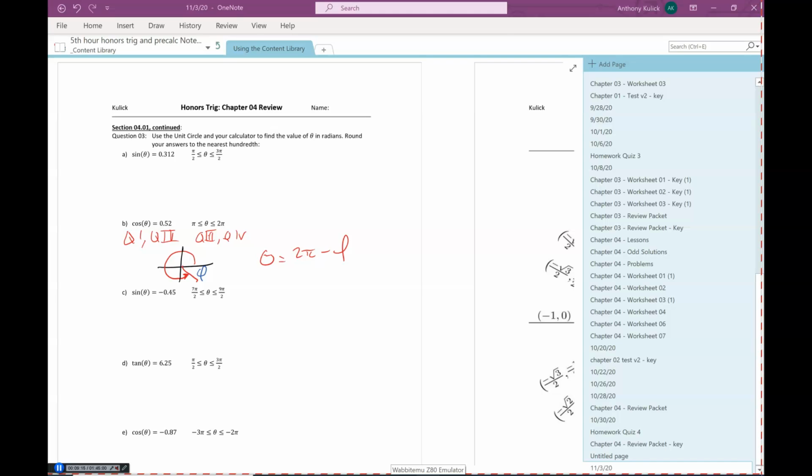For whatever reason that's not opening. So I'll go to my calculator. Since 0.52 is not a unit circle value, I have to go to my calculator to do that. So that is 5.26.